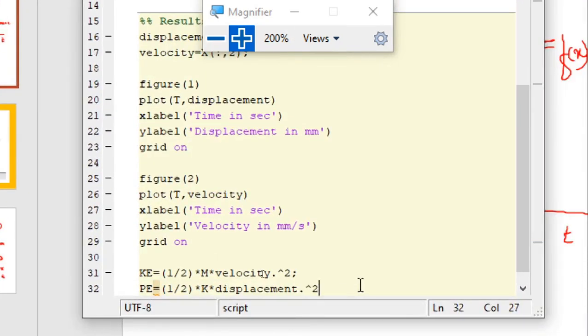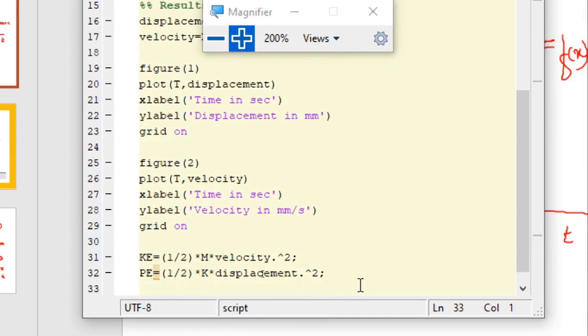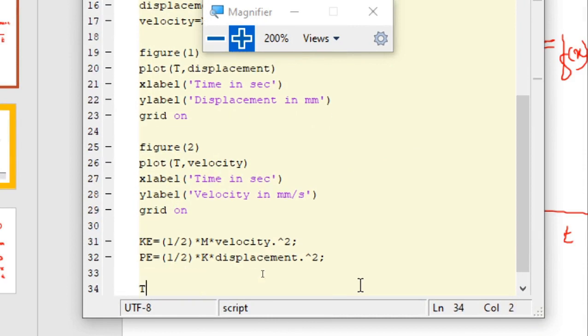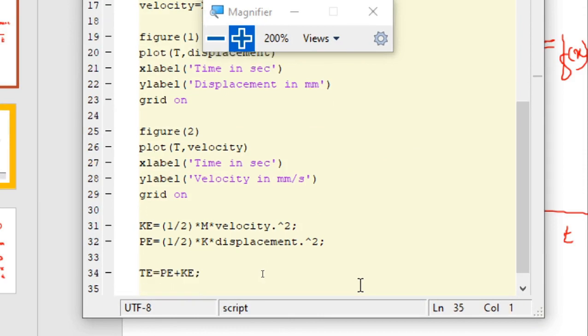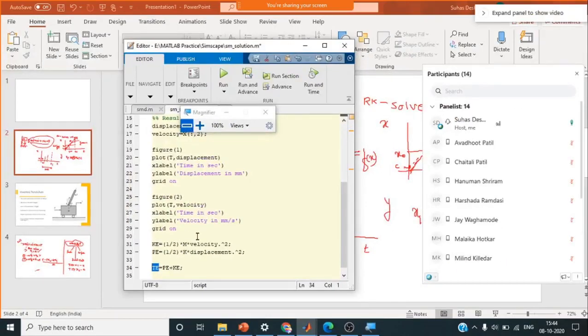So this way we got two energies. What will be the total energy? Total energy is my potential energy plus kinetic energy, and it should remain constant over the entire time span. Thus, potential energy can increase or decrease, and kinetic energy also can increase or decrease. So we want to verify it.